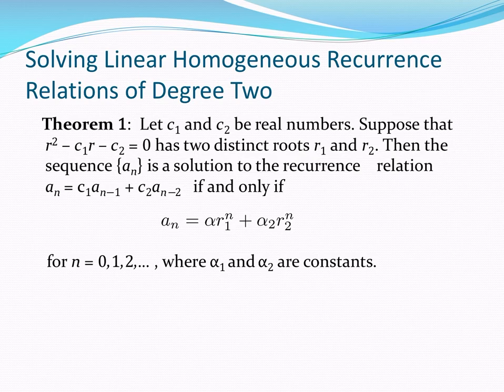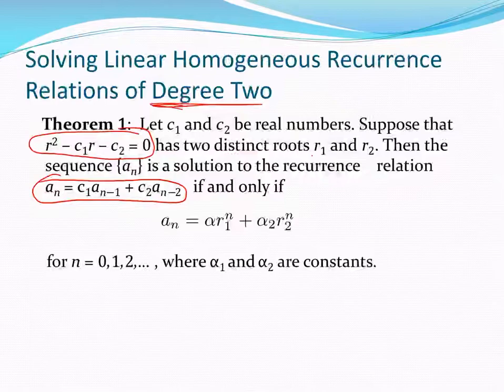Here's our first theorem. We're going to talk about recurrence relations of degree 2. Here's my characteristic equation for this recurrence relation right here. And if it has distinct roots, r1 and r2, then the a sub n sequence is a solution if and only if a sub n equals alpha 1 r1 to the n plus alpha 2 r2 to the n.